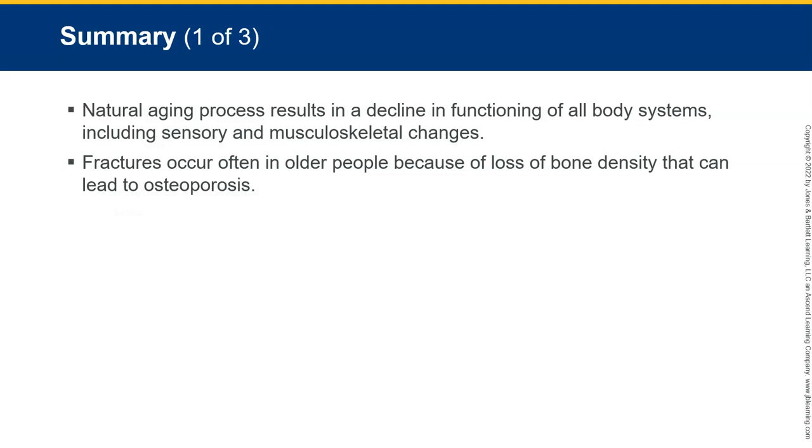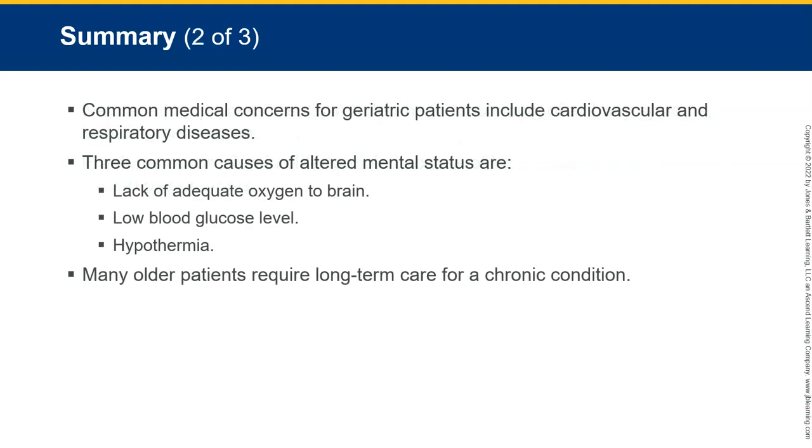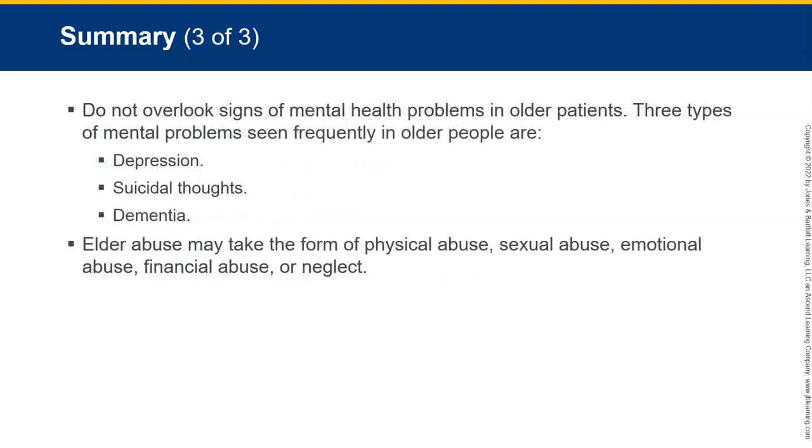So, summary. The natural aging process, I think that just sums it up right there, results in a decline in functioning of all body systems. Everything has already peaked. We've climbed the mountain, got to the peak where everything's the best, and we're on the downhill towards the end of how well things are going. For altered mental status, we see 3 common causes: cold, low blood glucose, so low blood sugar, and lack of adequate oxygen to the brain, so hypoxia, if you want to think about that term. A lot of these patients have chronic conditions, and those are geriatric conditions.